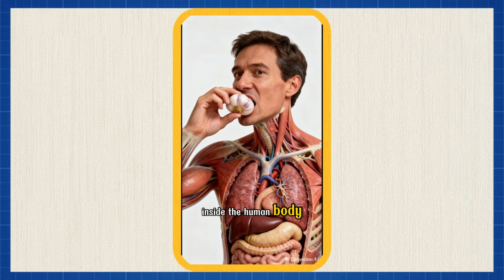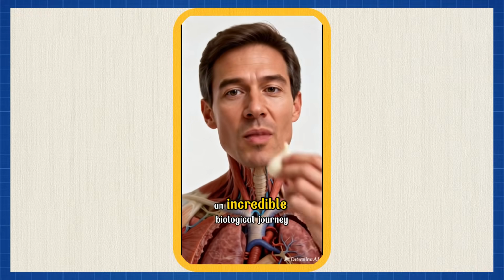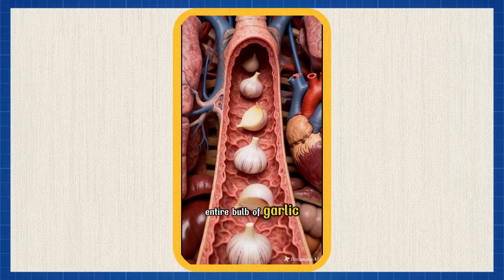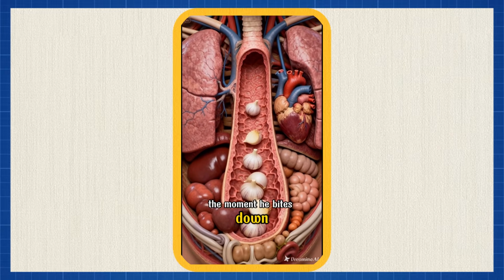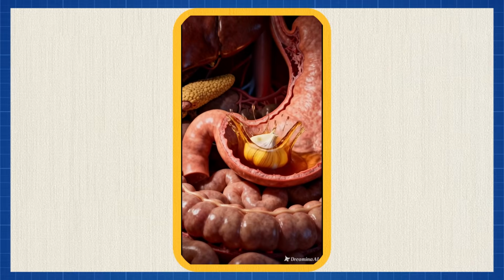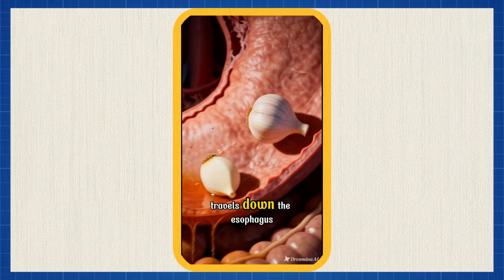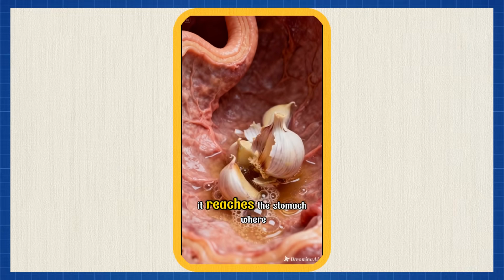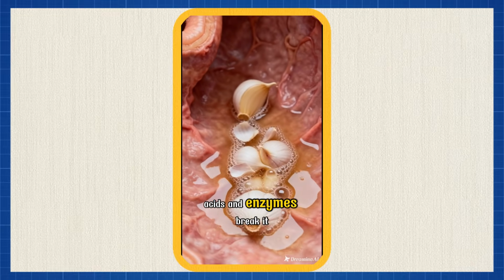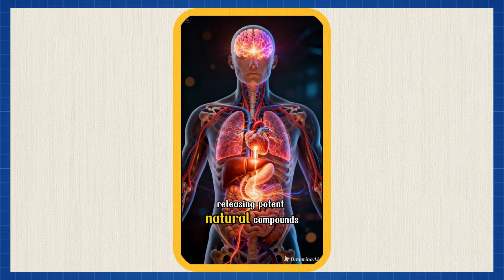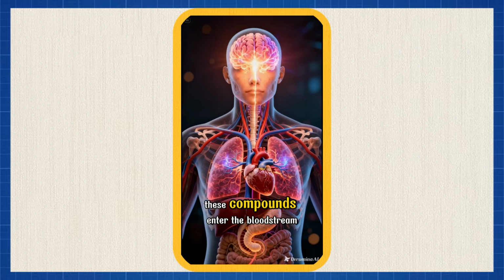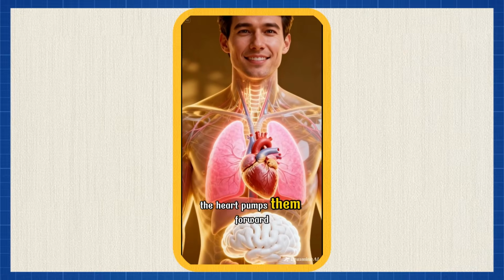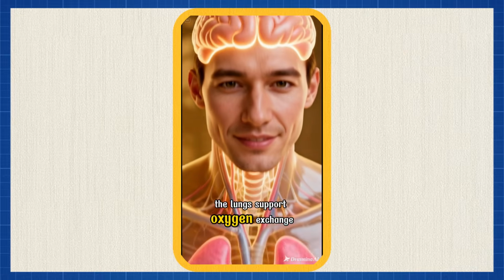Inside the human body, every bite we take begins an incredible biological journey. Our subject takes on an entire bulb of garlic. The moment he bites down, the body prepares for digestion. As he swallows, the garlic travels down the esophagus, guided by powerful muscular waves. It reaches the stomach, where acids and enzymes break it apart, releasing potent natural compounds. These compounds enter the bloodstream and begin to circulate throughout the body. The heart pumps them forward. The lungs support oxygen exchange.